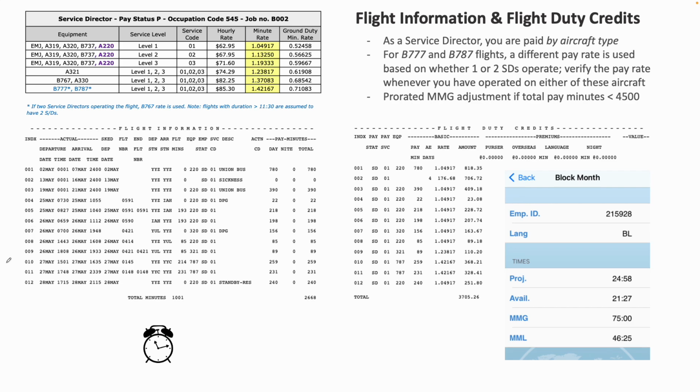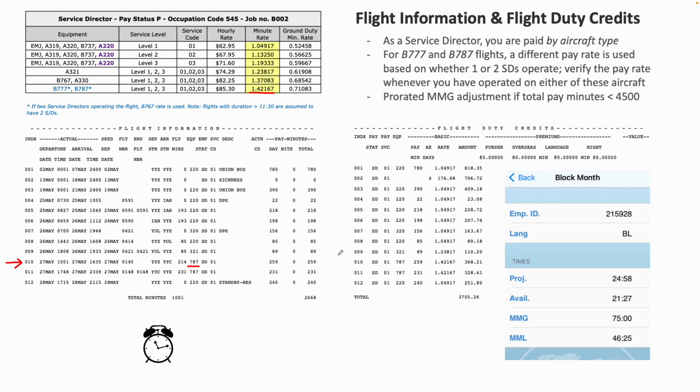Let's look, for example, at index item number 10 in my schedule for May. We can see in the equipment column that for this flight from Toronto to Calgary, I was on the 787. This is a single service director flight, so I will be getting paid accordingly at the 787 rate. We would expect that to be $85.30 an hour, or since we do everything in terms of minutes on our flight summaries, that would be $1 and about 42 cents per minute.